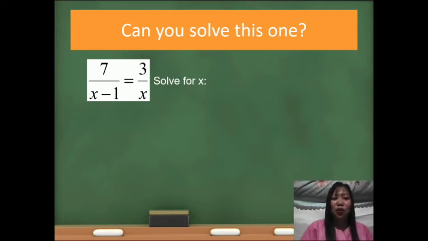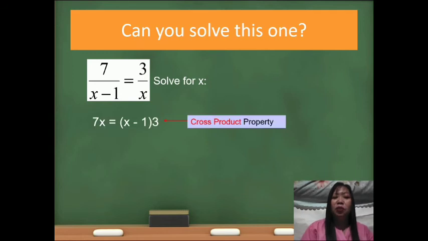Let us check your work. So by cross product property, we need to multiply 7 and x, and then quantity x minus 1 and 3. So, simplify quantity x minus 1 times 3. We have 3x minus 3. Why 3x minus 3? So, 3 times x is 3x, while negative 1 times 3 is negative 3.